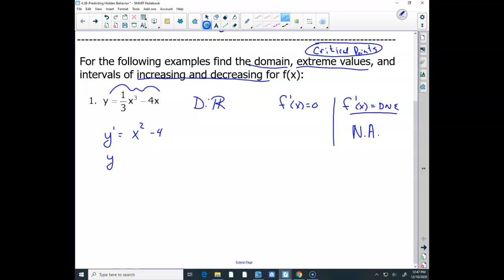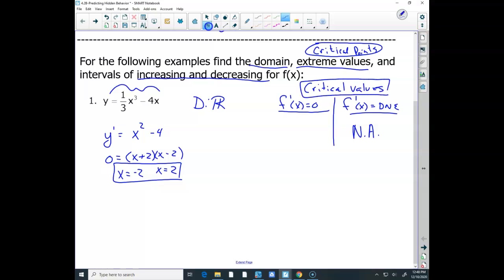So, y prime actually equals 0 here when x plus 2, x minus 2. So I know when x equals negative 2 and when x equals 2, I have critical points, okay? Critical values. Okay, I got one at x equals negative 2 and I got one at x equals 2.